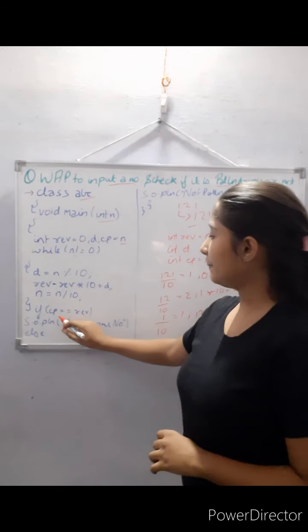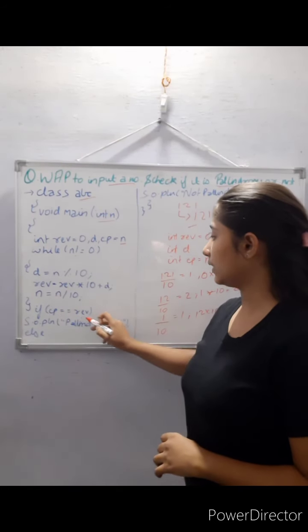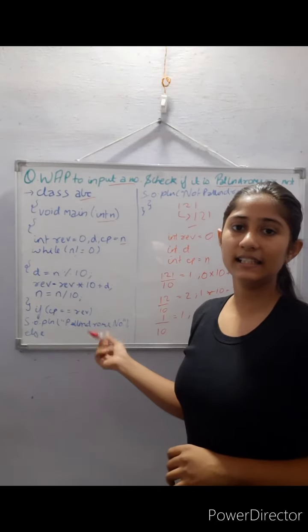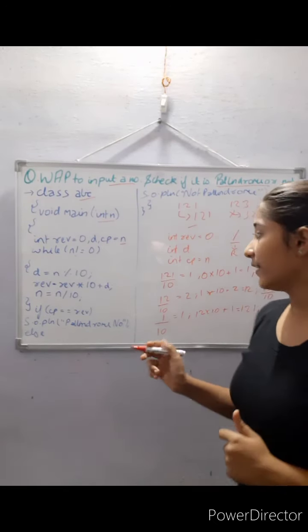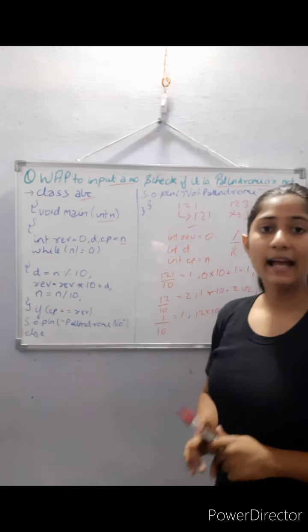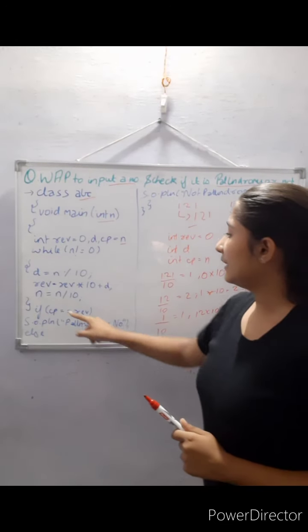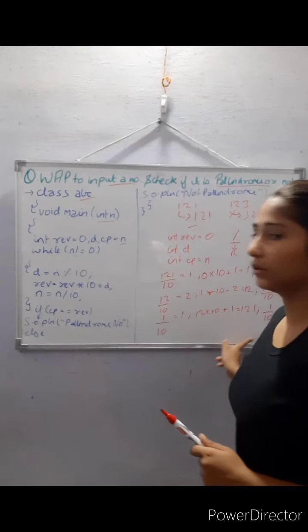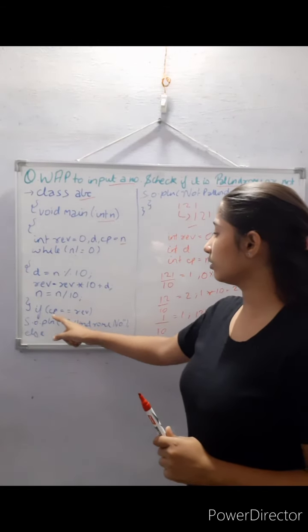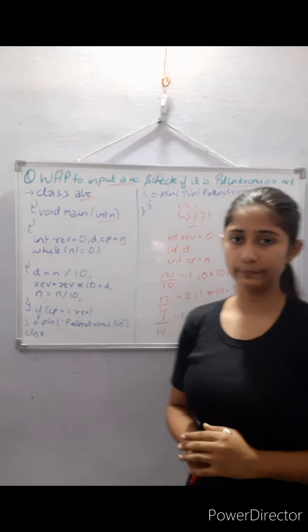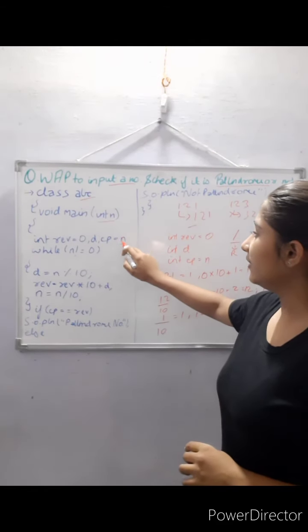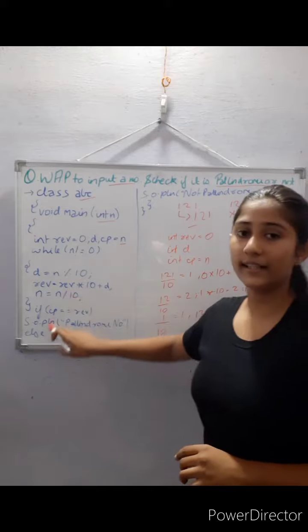Now if cp, which is a copy of number n, is equal to reverse, we can say that the number is a palindrome number. Over here you might be thinking that why we have not taken number n directly, as in the program the value of n is now 0. So if we are going to go like 0 is equal to reverse, we are not going to get the same answer over here. So in starting only we took a copy of number n to check later.